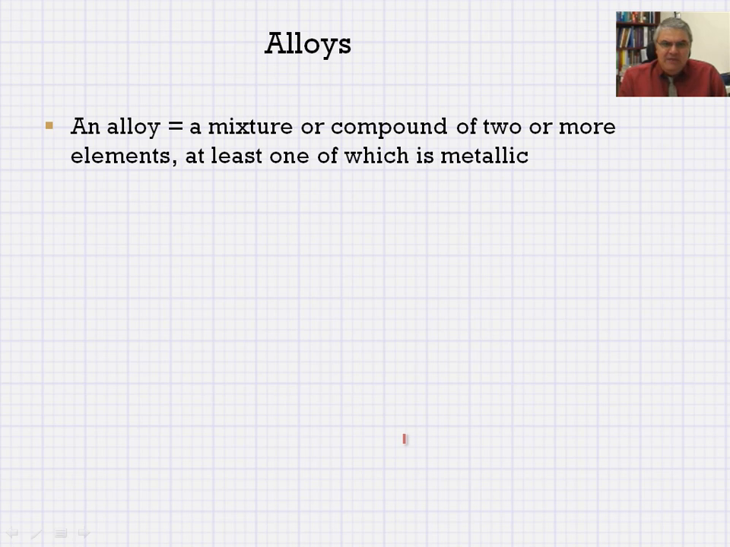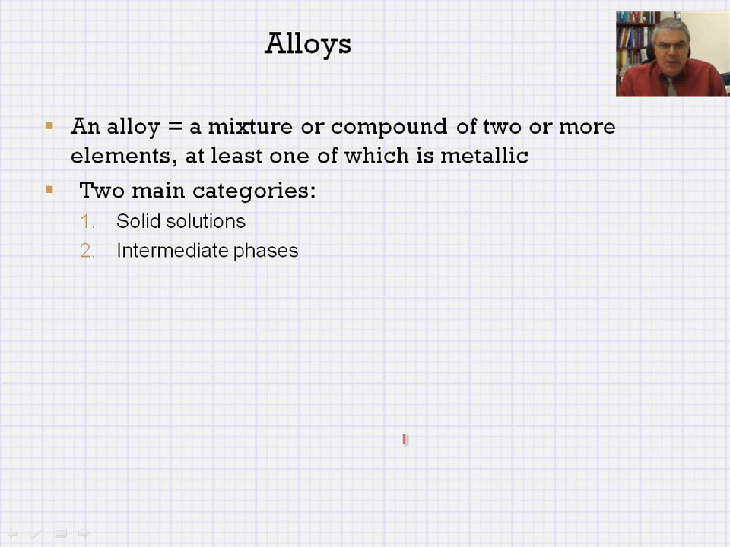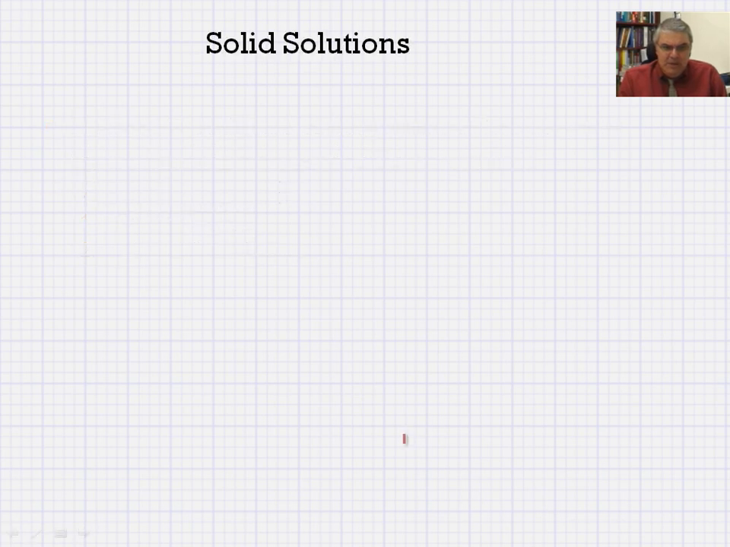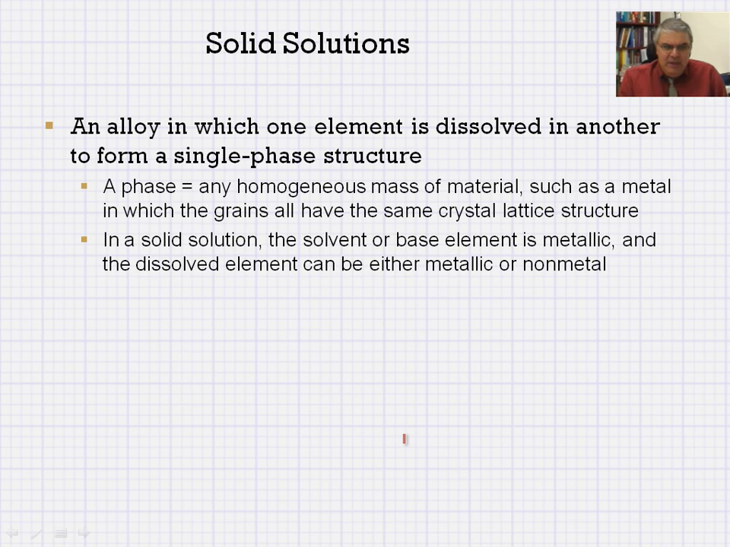So, what is an alloy? An alloy is a mixture or a compound of two or more elements. Out of those two or more elements, one of them must be a metal. There are two main categories. One is the solid solutions, and the other one is the intermediate phases. A solid solution is an alloy in which one element is dissolved in another to form a single phase structure.